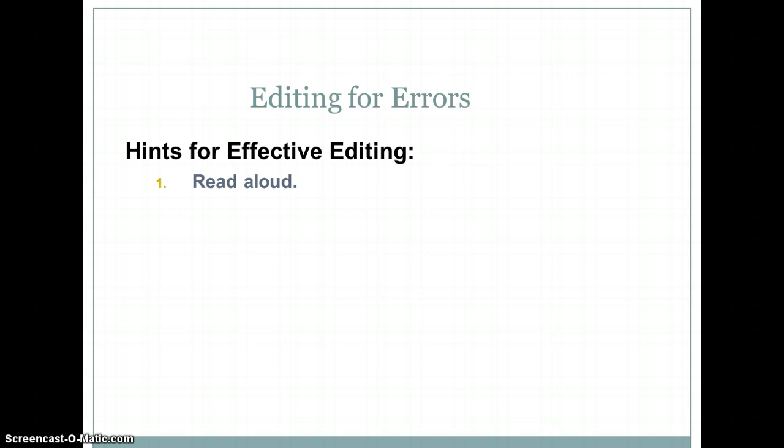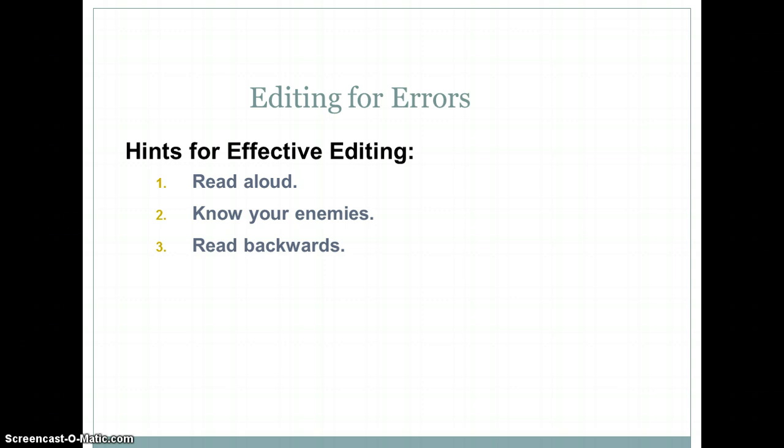First, you should read it aloud. You will catch more mistakes than you ever have before if you read your work aloud. Second, you should know your enemies. Know the errors you make. If you constantly mix up than and then, or your and theirs, check for those. Make sure you spend a lot of time looking for the errors you know you make.